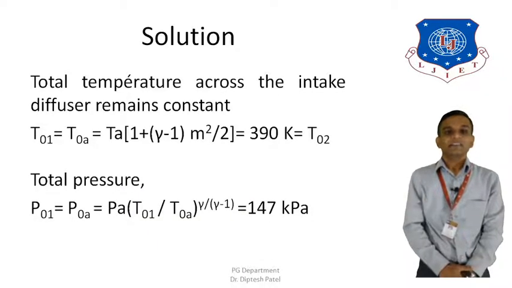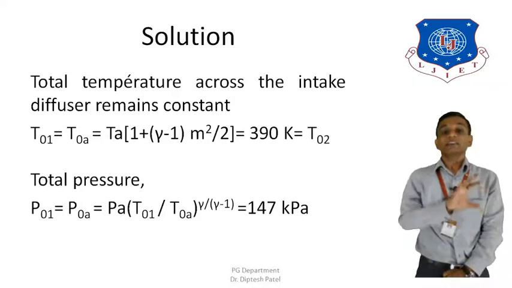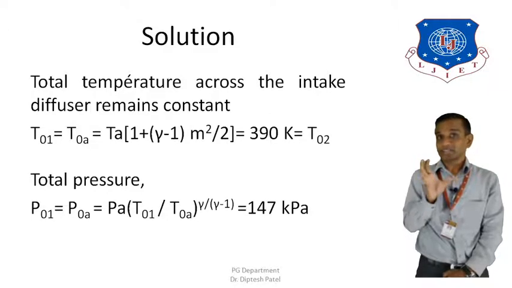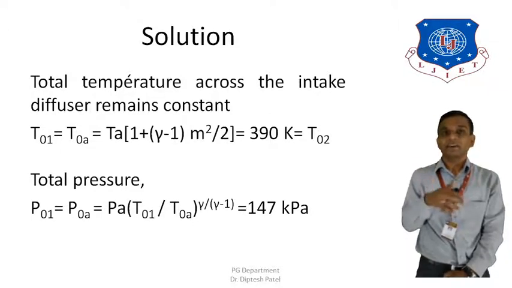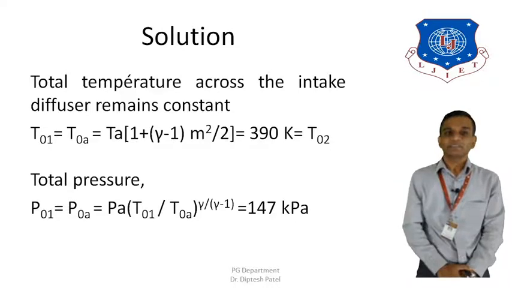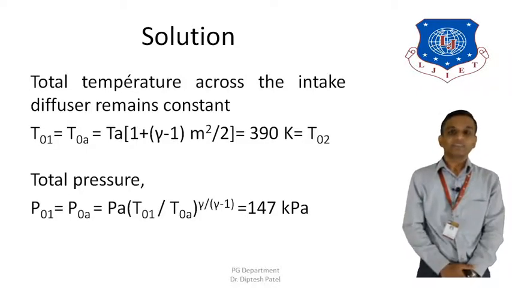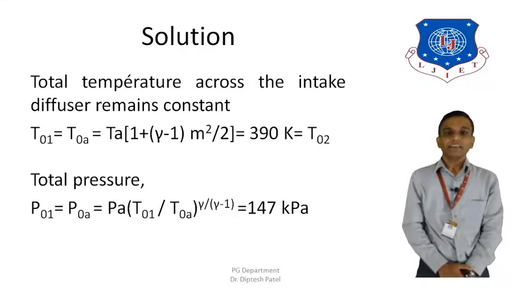Then let's move forward to the next finding. Here we know that the total temperature across the inlet of the diffuser remains constant, because that was the assumption we made when we started the example. So since the temperature remains constant, TO1 is equal to TO2. Therefore TO1 is equal to TOA, that is TA into the bracket 1 plus gamma minus 1 into M square divided by 2.